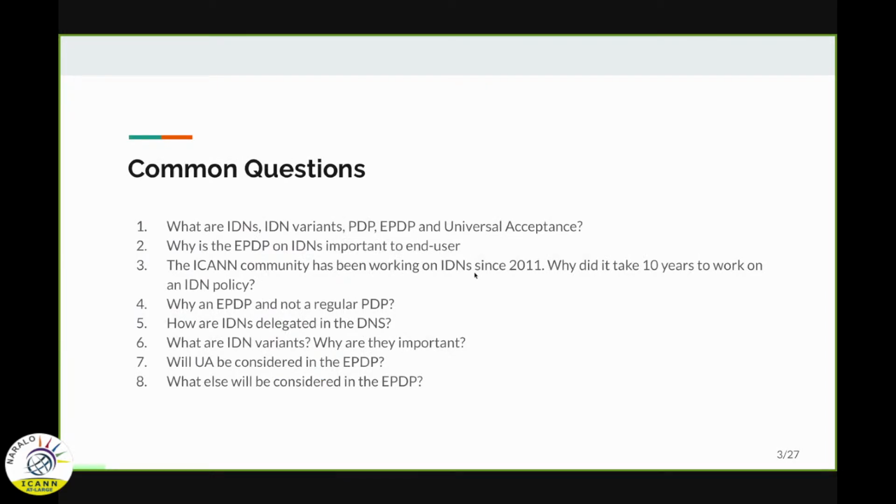For instance, number 3: why did it take us 10 years to work on an IDN policy and still we haven't reached the end of the road? What is the difference between an EPDP and a regular PDP? Number 4 is, technically speaking, outside the remit of this webinar, but there are some excellent documents available with ICANN, which compare the regular PDP with an EPDP, and there are some differences, and this is expedited, as the name says.